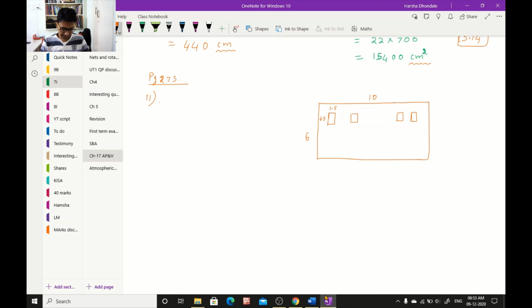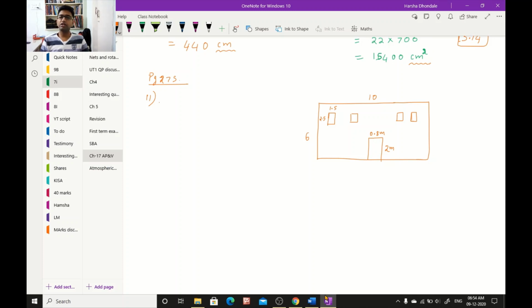Next, there is one door, 2 meter by 0.8 meter. One door that is 2 meter by 0.8 meter. What area of the front is brick? So what area, this is the front, what area out of this is made of brick? That's the question.